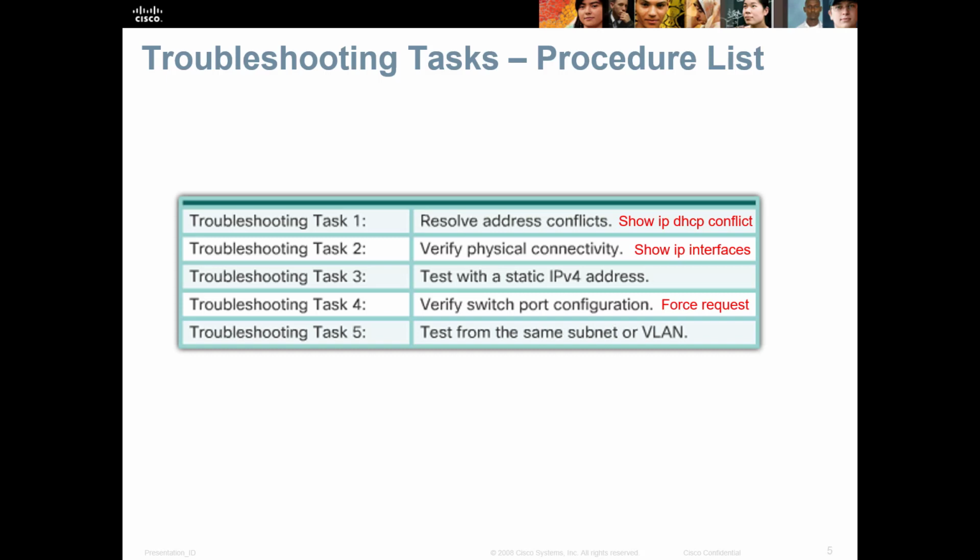Maybe something's going on with the router itself, with the server on the other end. But you're on your end trying to say, am I getting one? Well, you want to force a request. And then finally you can test from the same subnet or VLAN. Go somewhere else in your network and do the same things. In other words, task 5 is a good general idea. If my direct line from my host, my client, to the server doesn't produce a result, go to another one.